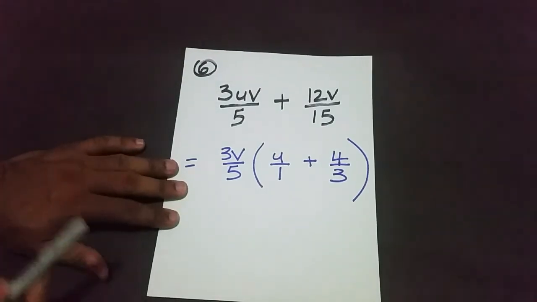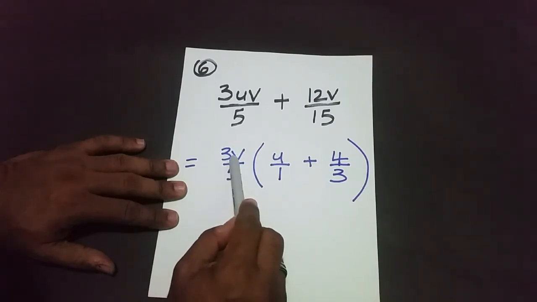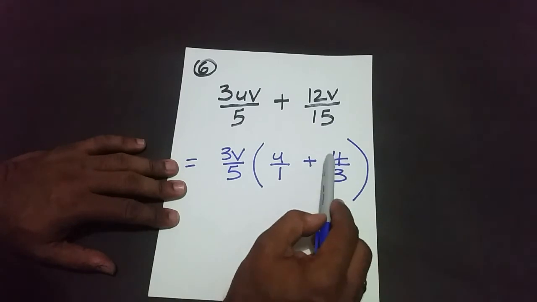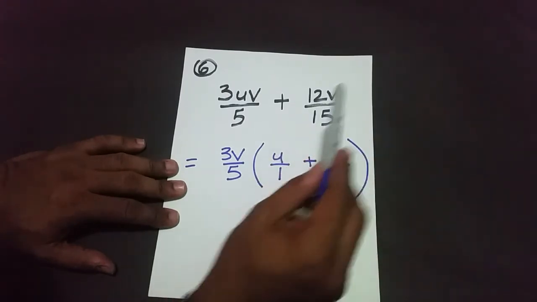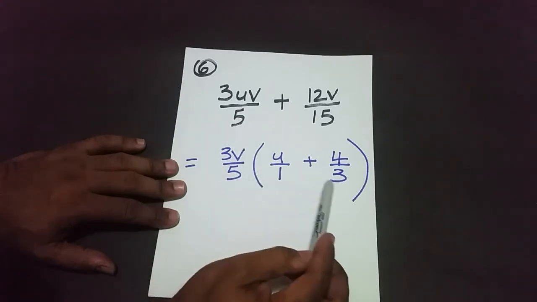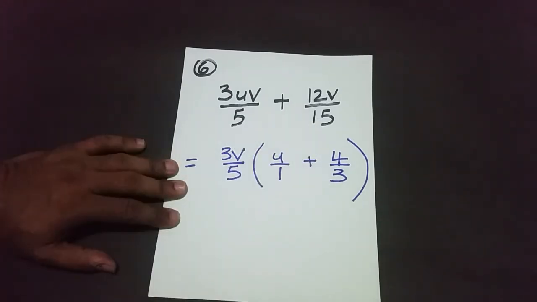So you can always check. 3v times u is going to give me back 3uv. 3v times 4 is going to give me 12v. 5 times 1 is going to give me 5, and 5 times 3 is going to give me 15, and I'm good to go.